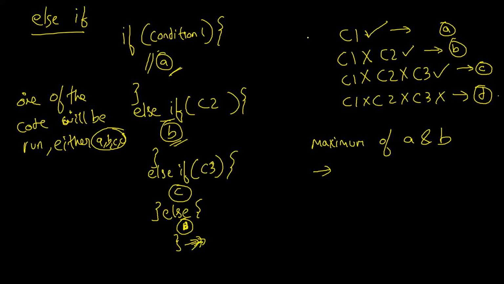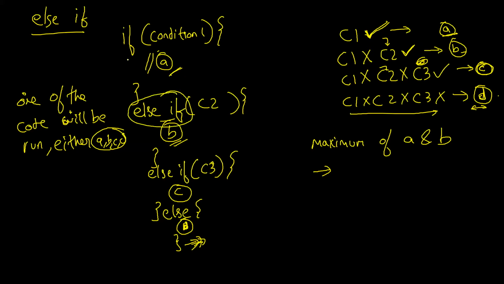Basically, let me repeat everything. There are conditions in real life where, if this condition is true, then I want to execute these lines of code. And if this condition is false, then we will check the other condition, that is C2. If this is true, then you execute this. If this is also false, then you check another condition, that is C3. If this is true, then you'll run other lines of code, that is C. And if everything is false, then you'll run D lines of code. That's exactly where if else comes into the picture.